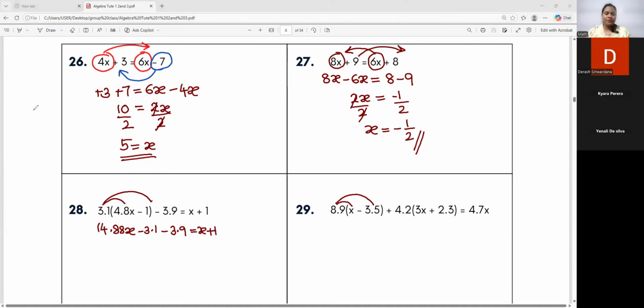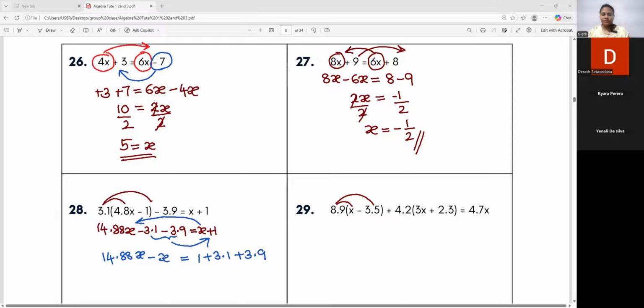28: 3.1 times 4.8x is 14.88x. Find it using the calculator. 3.1 times minus 1 is minus 3.1, and minus 3.9 is equal to x plus 1. Then when you collect all the x terms into one side, I am going to take this x to the left, and minus 3.1 and minus 3.9 to the right. 14.88x minus x equals 1 plus 3.1 plus 3.9.